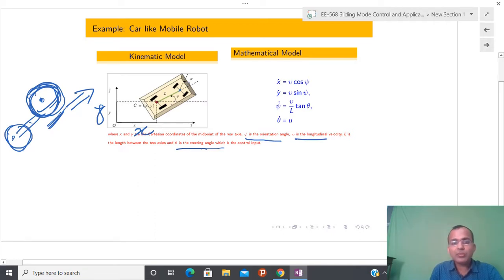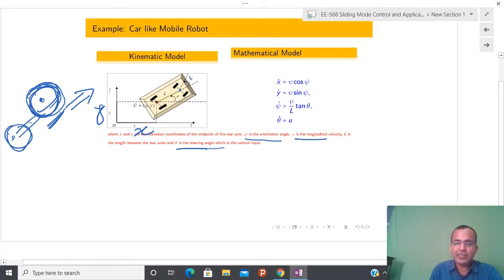Now try to see the coordinate system here. If you write the kinematic equation, I have to collect things in the x direction and y direction, and due to that reason x dot equals v cos psi comes into the picture. This is basically psi, you can interpret it like this.